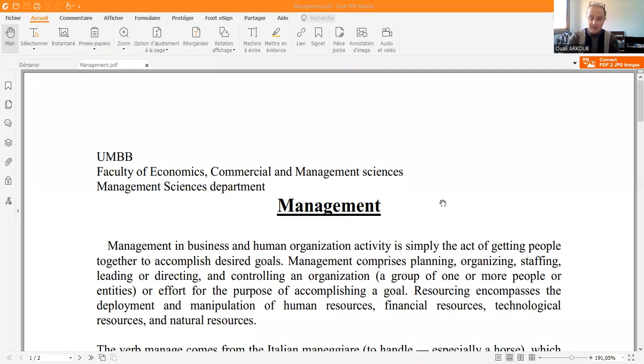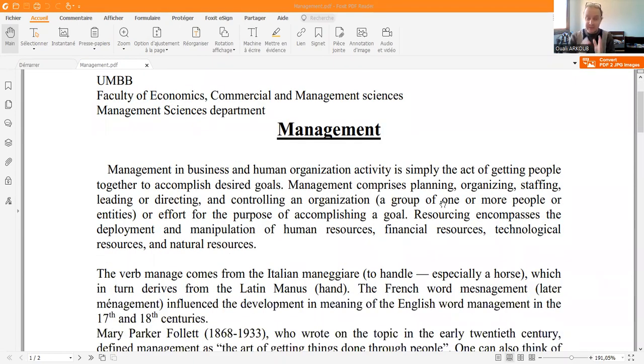We start this text or this subject or this topic with management. Okay, we start with the definition of management. Management in business and human organization. We find management in business and human organization. Business organization is enterprises, corporations, and human organization is like university, like municipality, like wilaya, like province. They are all human organization and not economical or business organization.